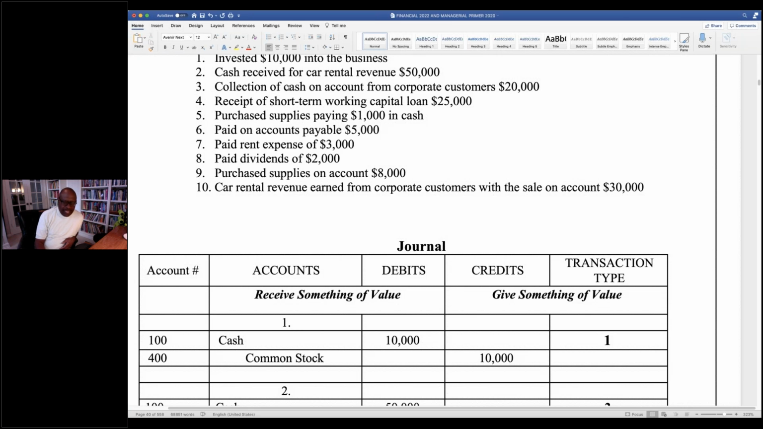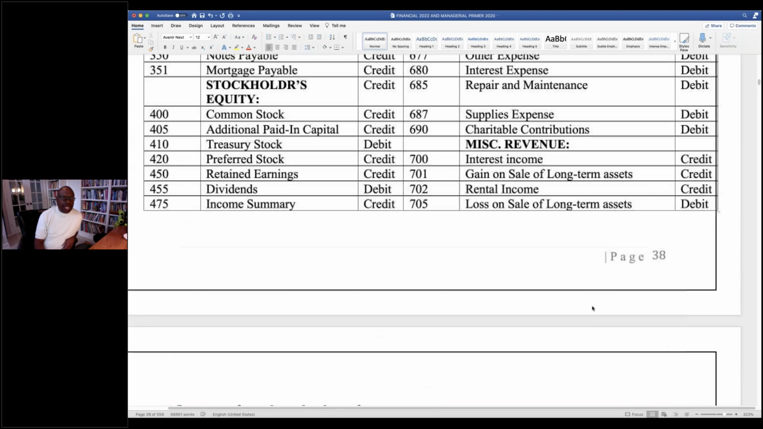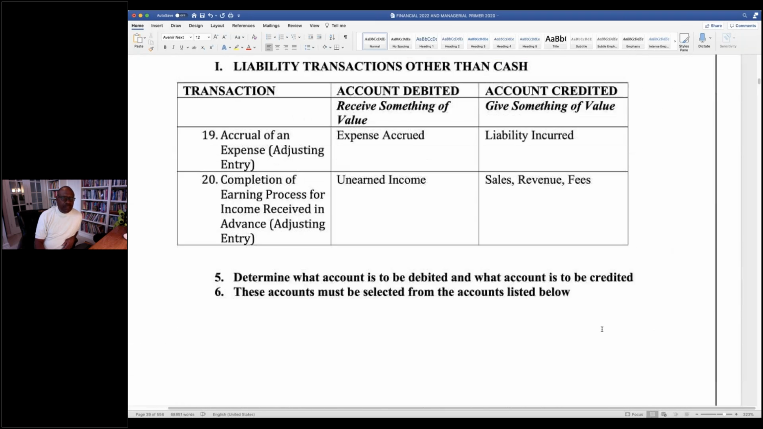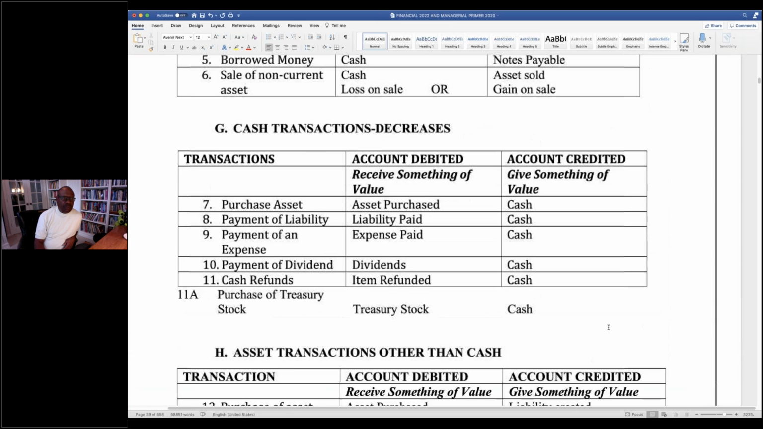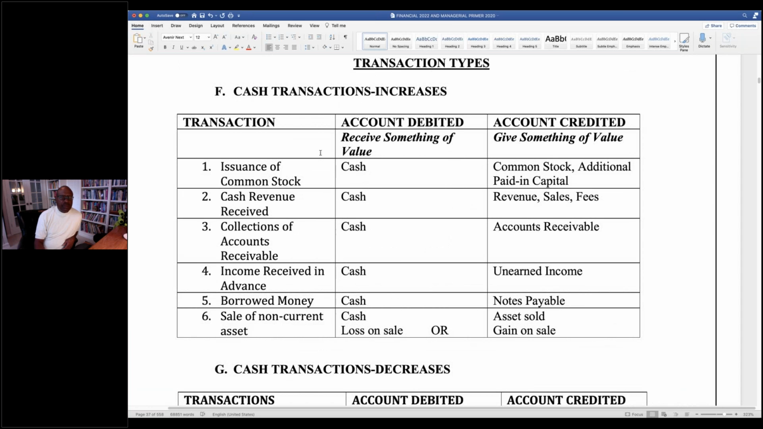Well, we invested $10,000 to start the business. That's how you always start a business. Debit cash, credit common stock. The account number for cash is 100. For common stock it is 400. And that is a type 1, going back to our types up here. So you go to type 1: debit cash, credit common stock. That's the type. It's a type 1.